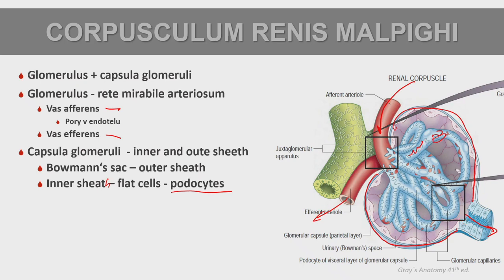So what is happening here? When the blood is flowing through the vessel, the primary urine is ultrafiltrated through the pores in the arteriole or capillary structure. And then primary urine is collected in Bowman's sac and then flows outside the glomerulus and outside the corpusculum renis into the proximal tubule.